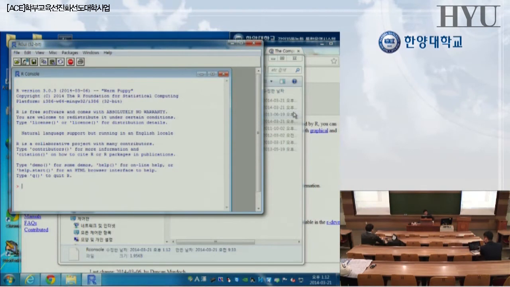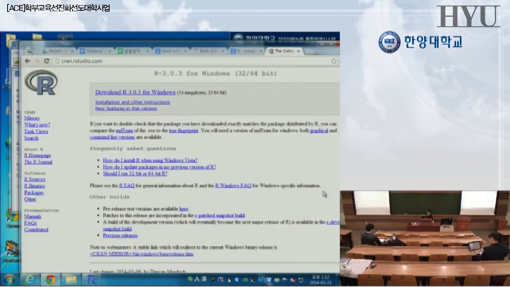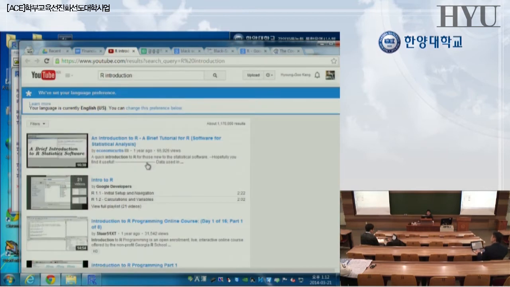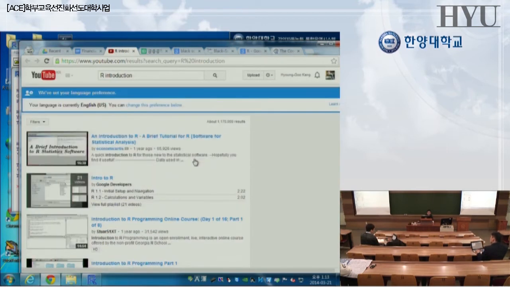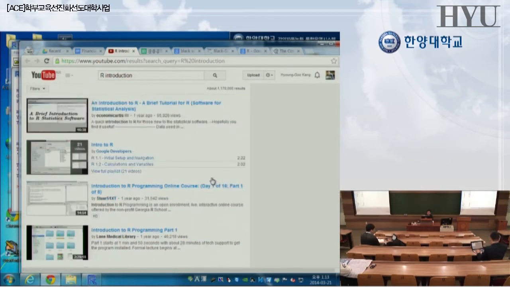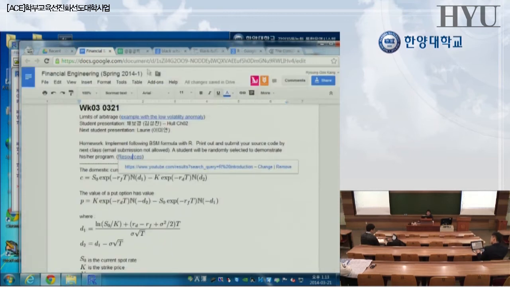This is R. Any question until now? Very easy, right? By the way, if you have trouble with R, there is a resource. You can simply click resource. Then there are a bunch of YouTube lectures about R, on introduction to R, intro to R, and so on. You can go to YouTube and take a lecture. Okay, no problem. Right? Easy. Anyway, this is R.